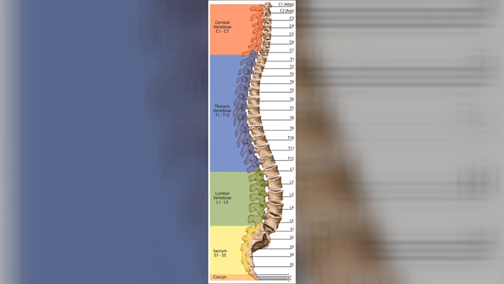And then right after T12 comes the lumbar region. And the lumbar region has 5 vertebrae. So you have L1, L2, L3, L4, and L5. And like I said before, right under the lumbar region is the sacrum. So the sacrum has 5 vertebrae, S1, S2, S3, S4, and S5. The coccygeal region has very, very small vertebrae, and it has 5, but as you can see, it's really, really small.